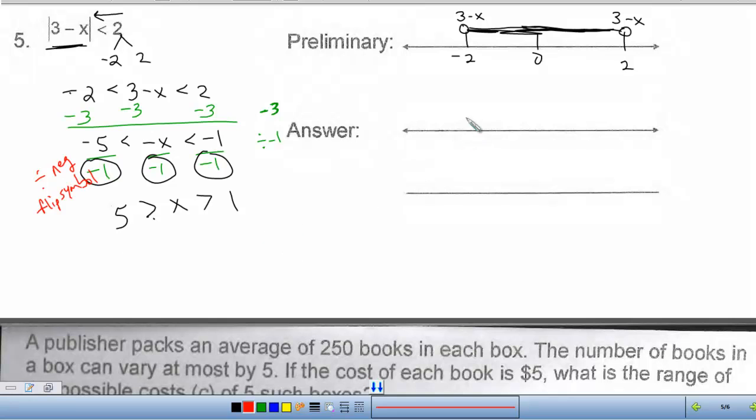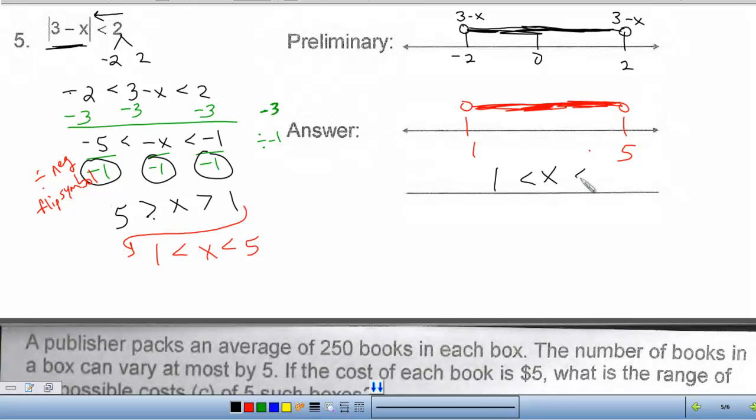But we don't write our numbers in order from 5 to 1. This doesn't make sense. It's always least to greatest. And we know the answer is sitting in between these two spots. So that would mean I would need to flip everything around. So 1 is less than x is less than 5. So the solution is 1 is less than x is less than 5.